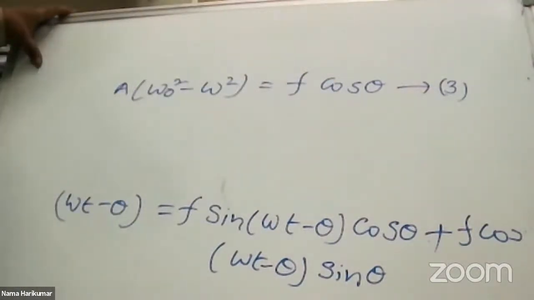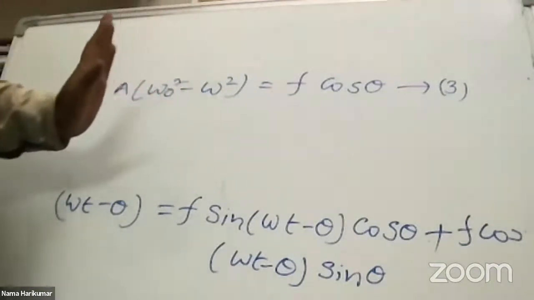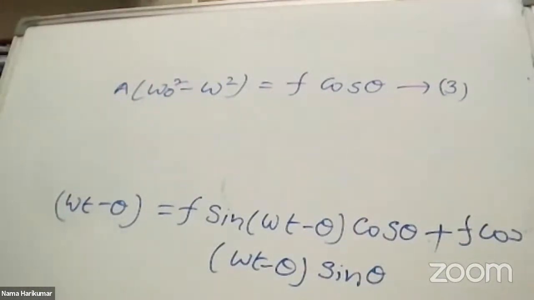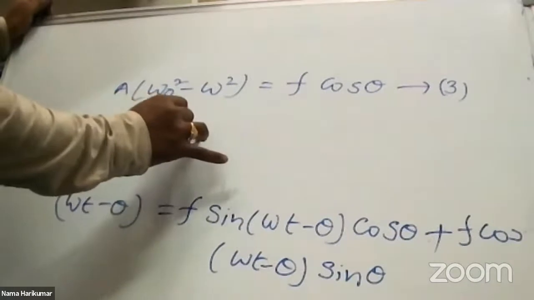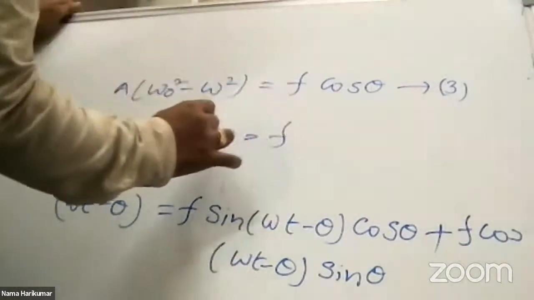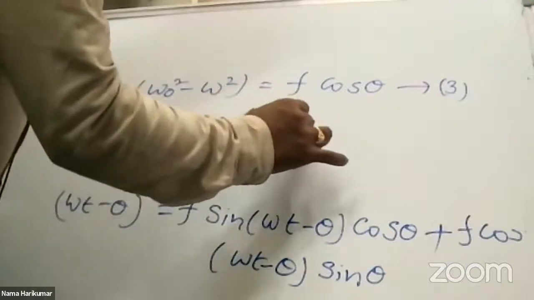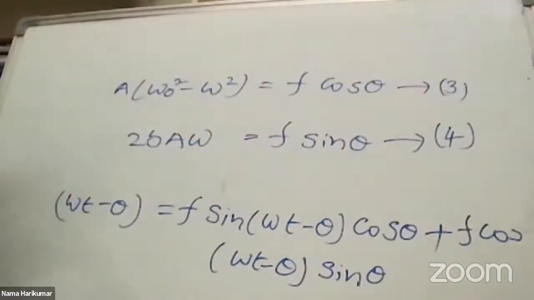In the same way, for the cos omega t minus theta terms, you have to write the coefficients on the LHS and RHS sides. The coefficient of cos omega t minus theta on the LHS is 2b a omega, and that is equal to the RHS coefficient of cos omega t minus theta, that is f sine theta. This is equation number 4. Okay, it is clear.